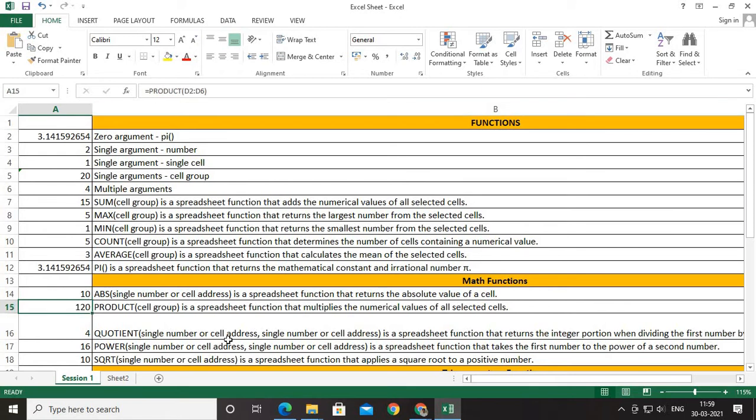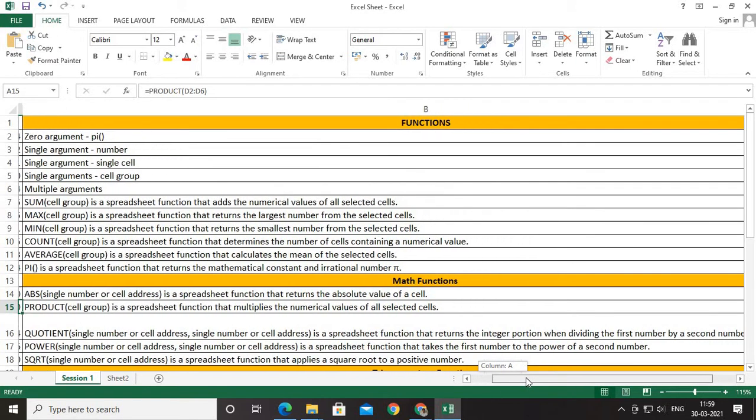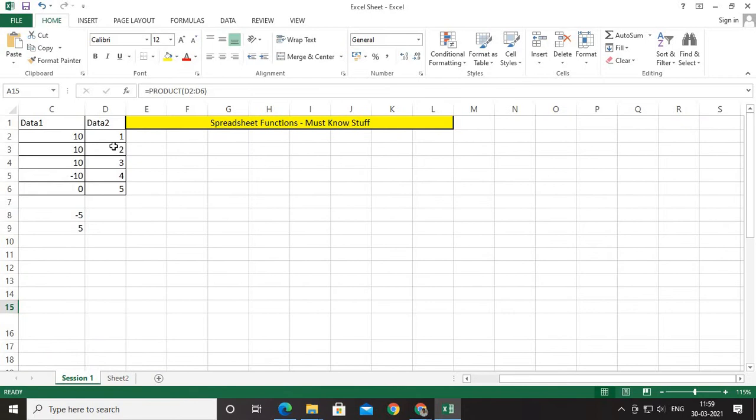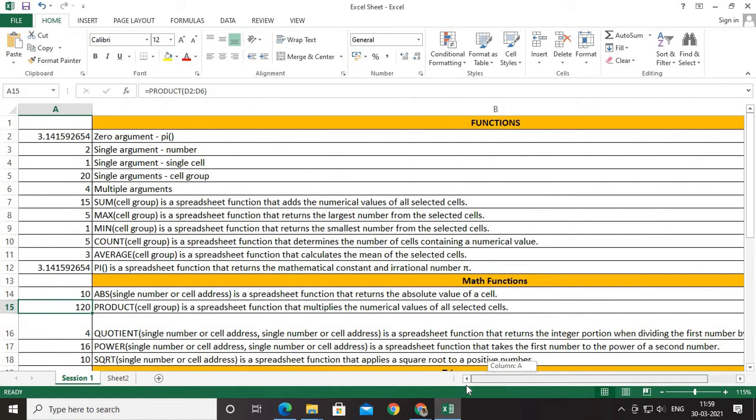Now what is product? Product will get you the product of all the numerical values in the selected cell range D2 to D6. So I have got D2 to D6, and I need to multiply all these: 1 into 2 into 3 into 4 into 5. I get 120, I think. Yes, that's the value that we have got.